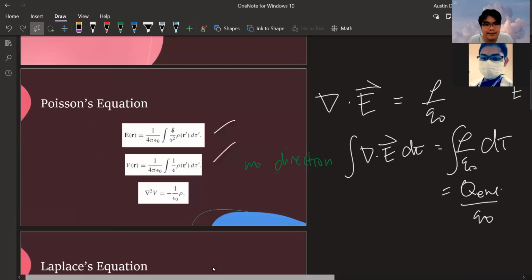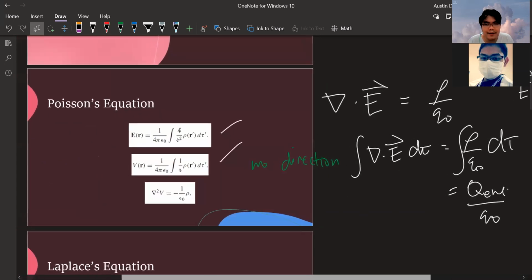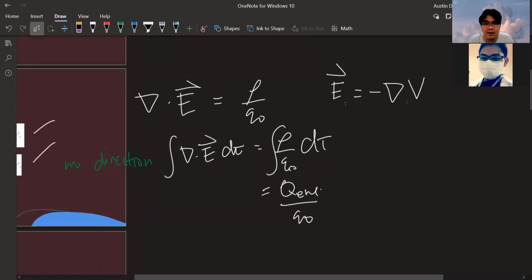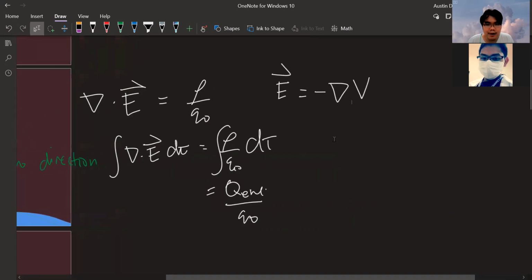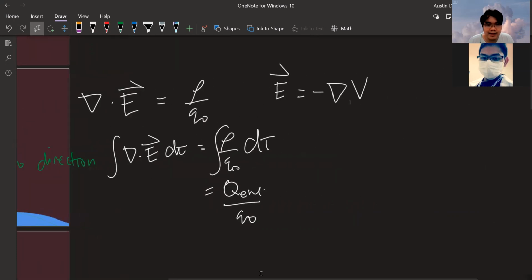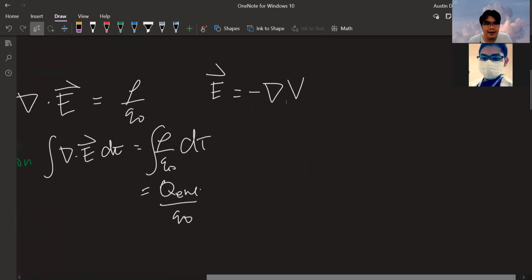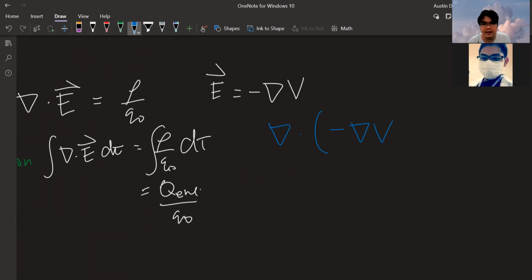So from this, let's see what else we can get. We can combine these two. We can plug E into our divergence, and we will actually have something like the divergence of the negative gradient of the potential, and that is equal to rho over epsilon naught. So we just plugged E in there.